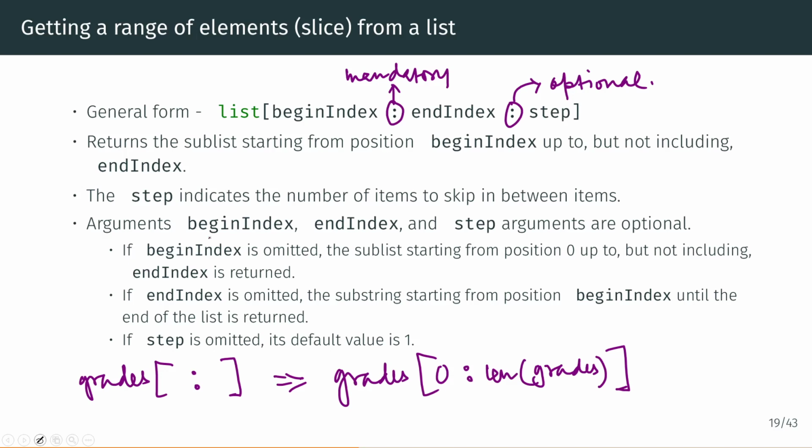We have omitted begin index, we have omitted end index, and we have omitted step. All three of these arguments have been omitted, but you still need this colon notation to make it clear to Python that you're talking about a sublist, okay. Obviously it doesn't make any sense because this is equivalent to the original list itself, right? So you will never use this notation. It doesn't make any sense to use this notation, right?